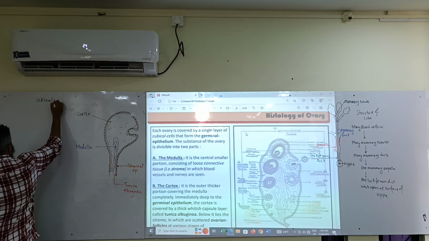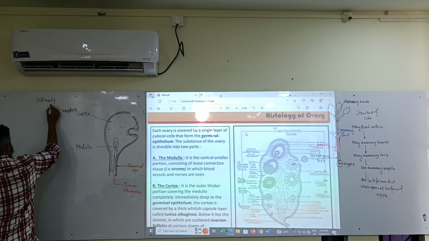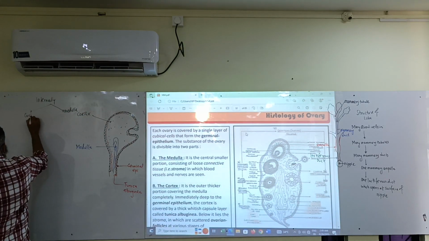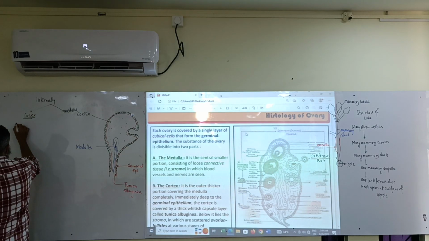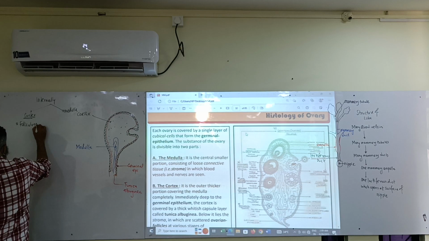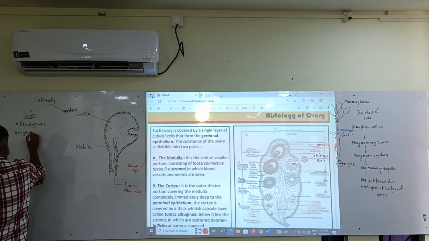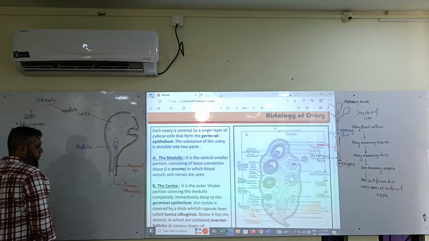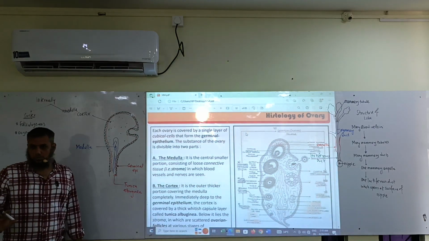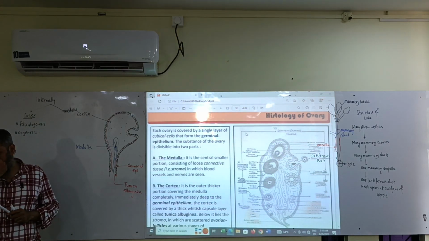So I said internally it is divided into an inner part, the medulla, and an outer part, which is called the cortex. And the cortex is the site of folliculogenesis and oogenesis. You got it, all of you? Yes or no? Okay.